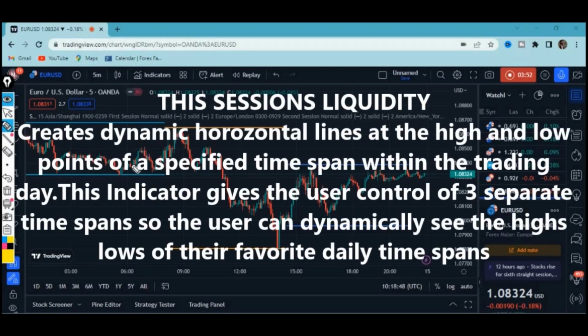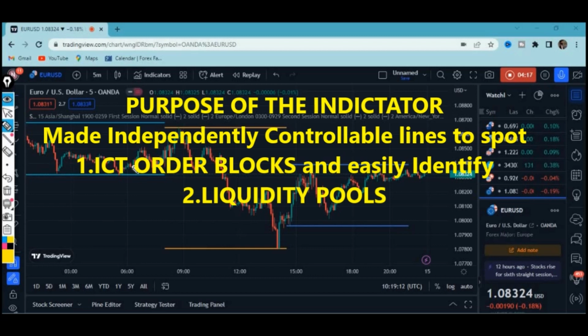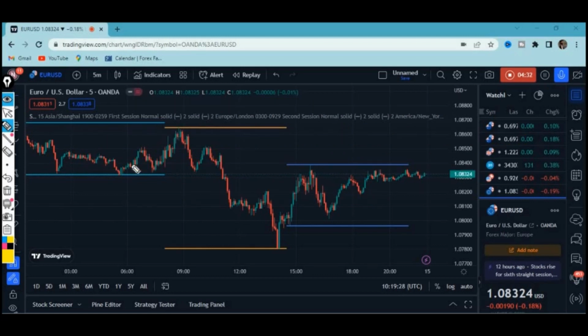This session liquidity indicator creates dynamic horizontal lines at the high and low points of a specified time span within the trading day. It gives the user control of 3 separate time spans, so the user can dynamically see the highs and lows of their favorite daily time span. The purpose of this indicator is also to provide independently controllable lines to spot the ICT order blocks and easily identify liquidity pools. As we saw before, it can help you spot the highs and low points of a specified time span, and time span here refers to your session.